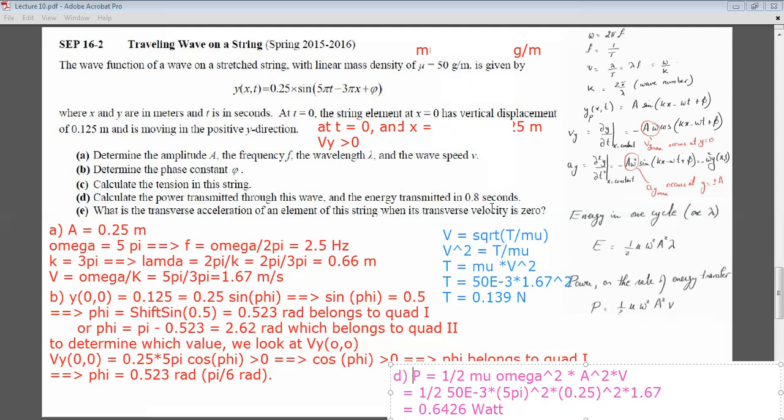And the energy transmitted in 0.8 seconds. Here you just have to remember that energy is power times time. So this is equal to 0.6426 times time, which is 0.8. And this will give 0.514 joules.